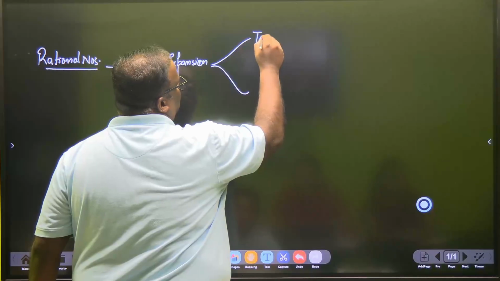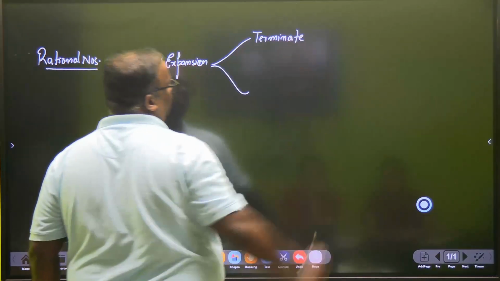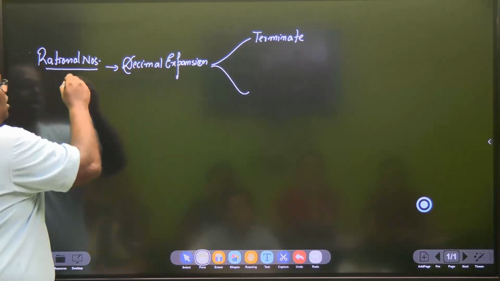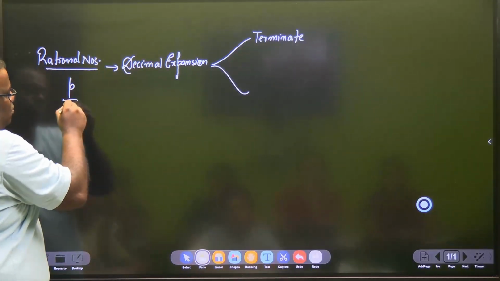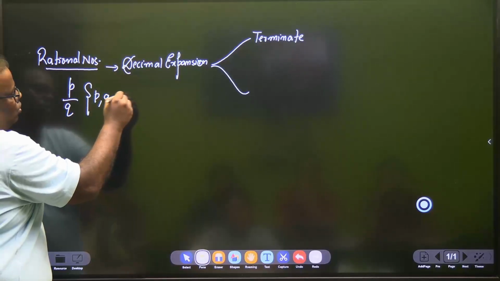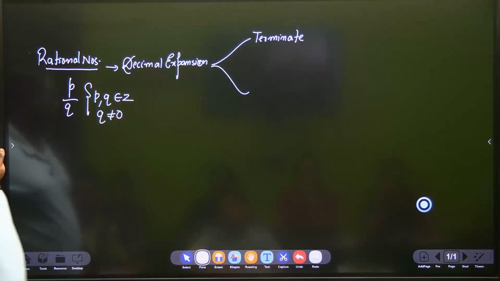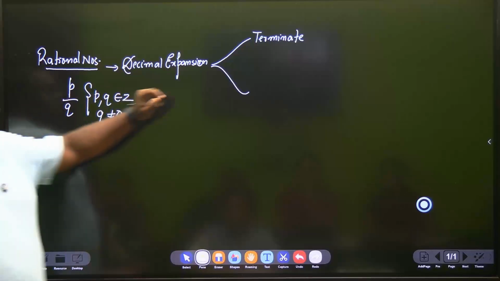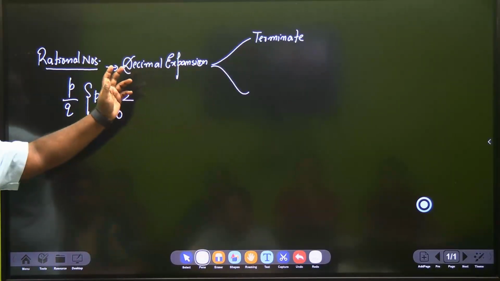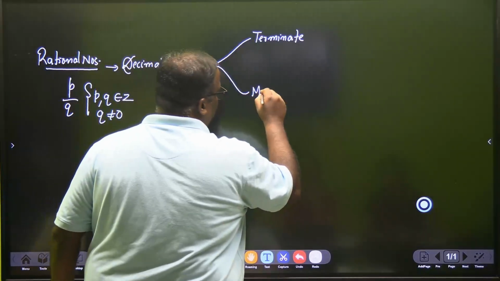Either the decimal can terminate. Terminate means you will end up your division, right? A rational number is a number in the form of p by q, where p and q both belong to the integer family. However, q cannot take the value 0, right? And when you do this division, you will get a decimal, and the decimal may terminate or may not terminate.